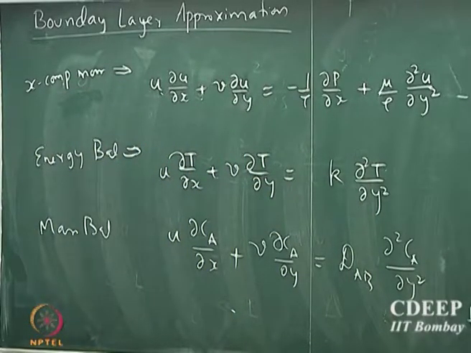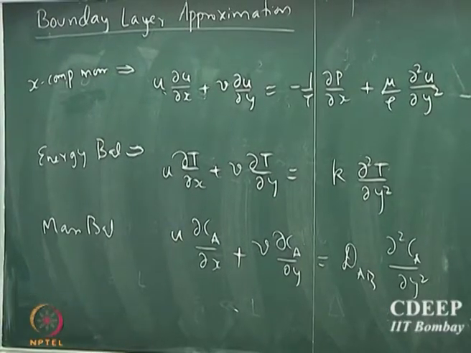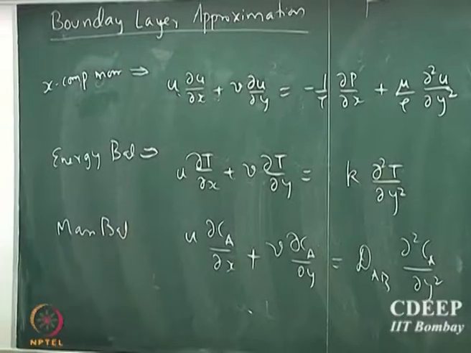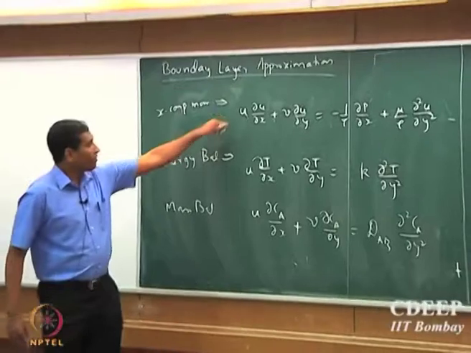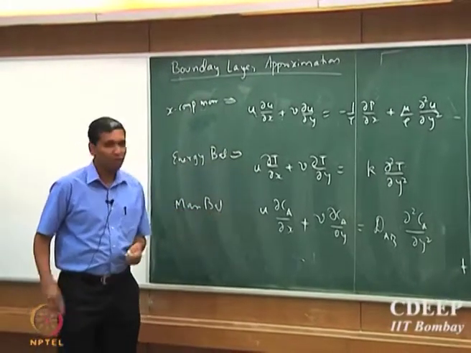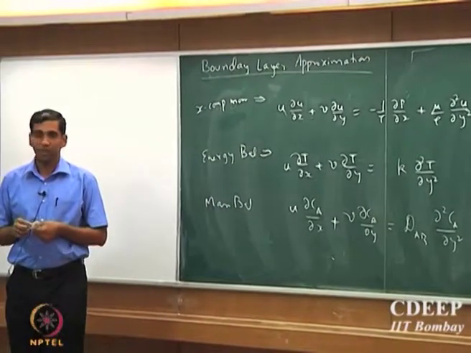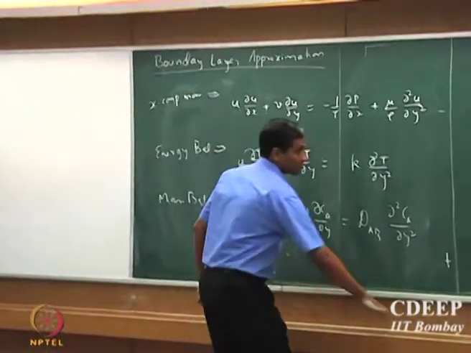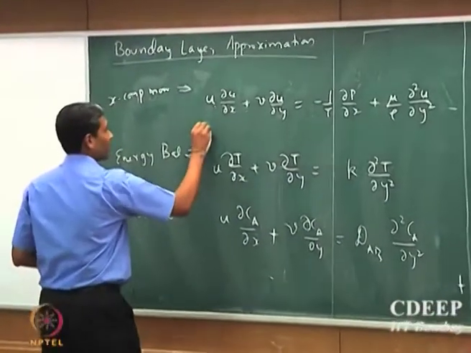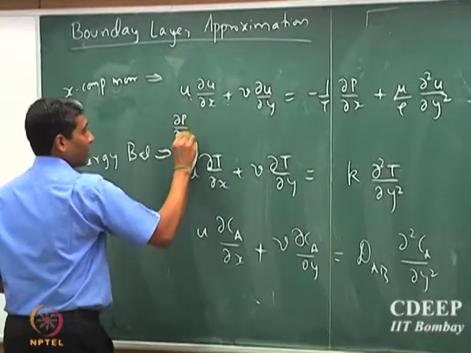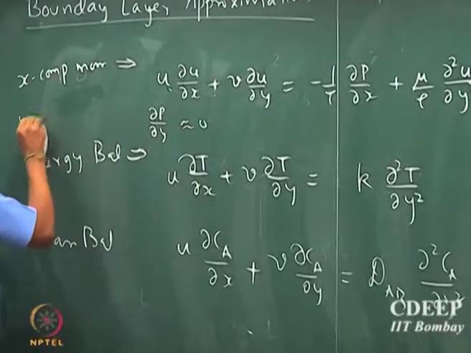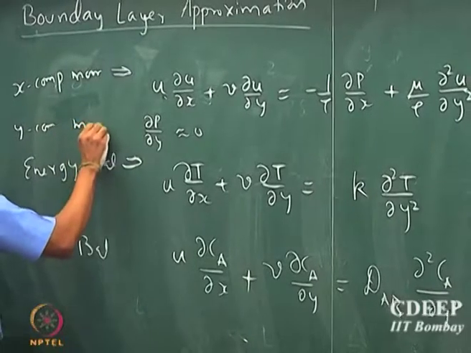This is after you introduce the boundary layer approximation that the gradients in the y direction are significantly larger than the gradients in the x direction. Once you introduce that approximation, this is the reduced equation that you will get for the dynamics of the velocity, temperature and concentration in the boundary layer. Of course, dP by dy is 0. So that is your y component momentum balance.